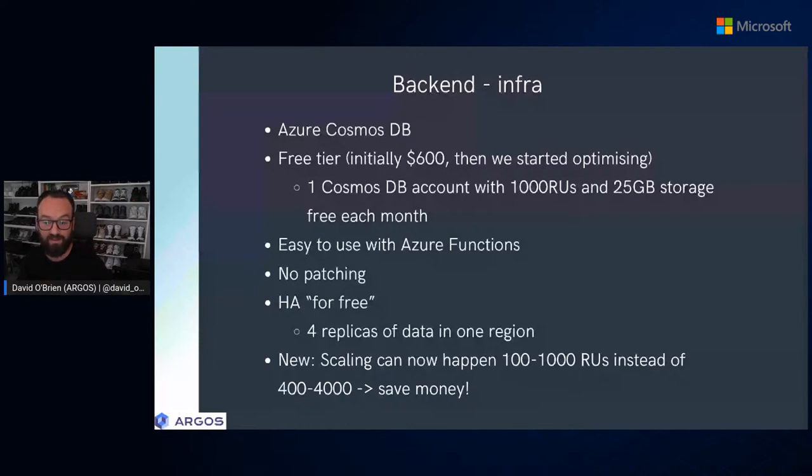Same with high availability. Pretty much comes for free, depending on how you define high availability. Our data is replicated 4 times just in one region. And just a very quick news item, basically. A few days ago, Cosmos DB actually announced that auto-scaling can now happen from 100 to 1,000 request units instead of 400 to 4,000 request units. You can actually save quite a bit of money with that on database containers that aren't very active.